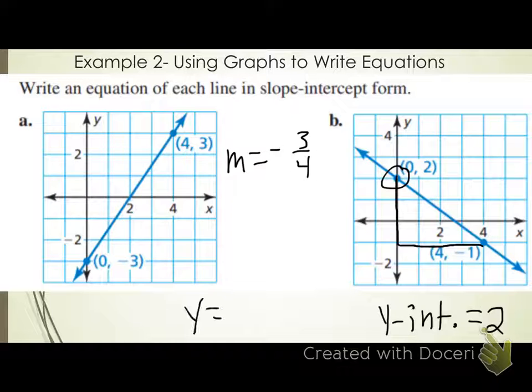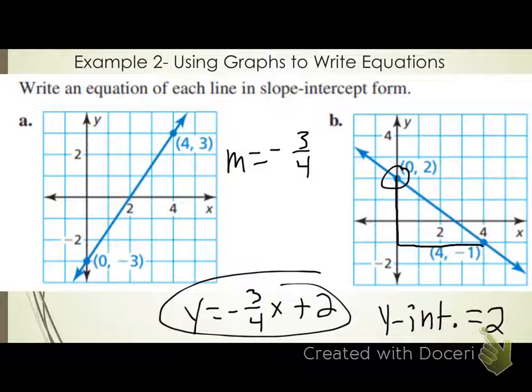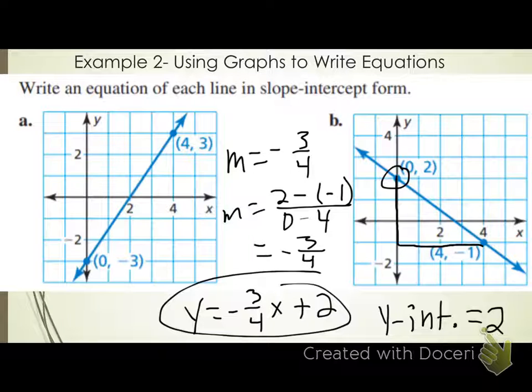So what is my equation? Very good. Y equals negative 3/4 x plus 2. Once again, you could have used your slope formula. You could have gone 2 minus negative 1 over 0 minus 4, which would give you negative 3/4 as well. Once again, you can use your formula or rise over run.